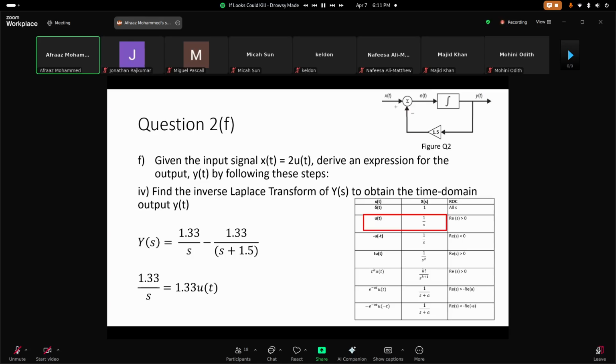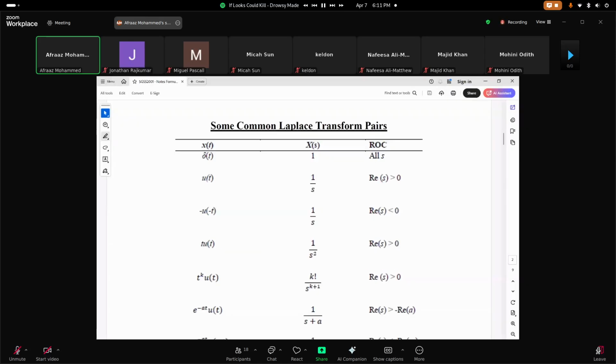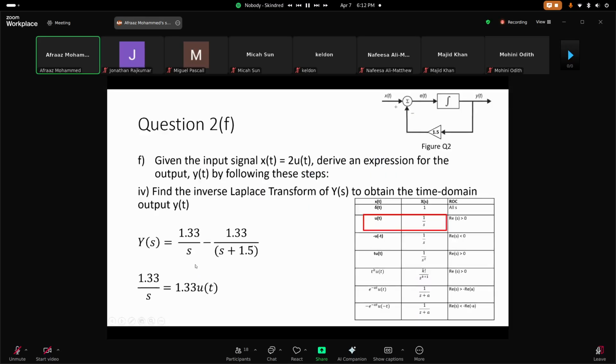1.33 over s is essentially 1.33 multiplied by 1 over s. This 1 over s transforms back into the time domain to give you u(t). So that's how we get 1.33 u(t) for the first term.